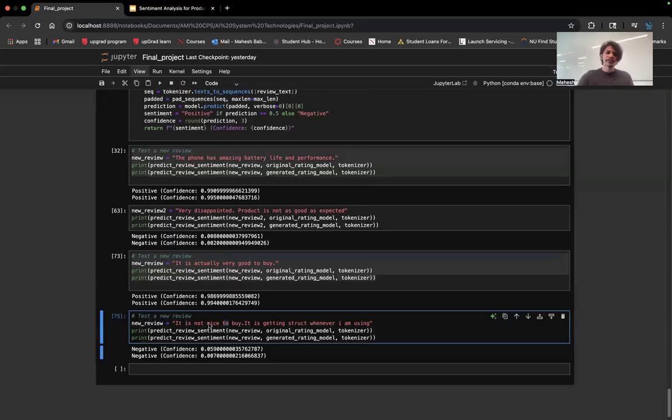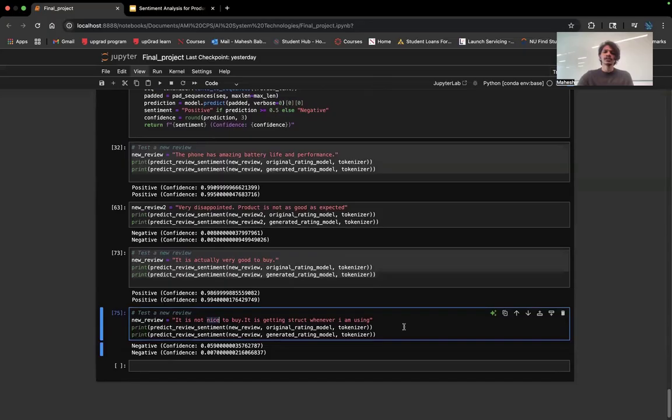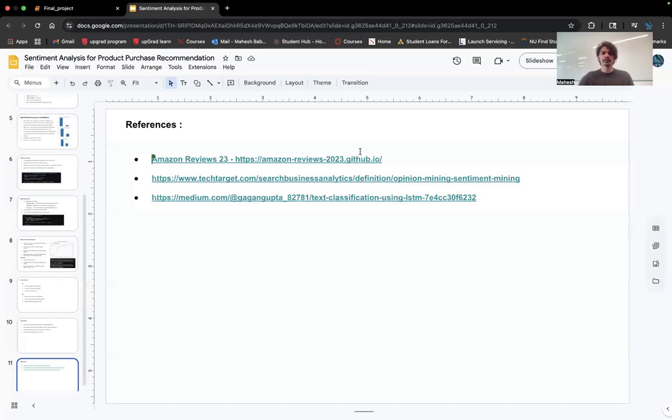Okay. Here I've given "it is not nice to buy, it is getting stuck whenever I'm using it." So it is giving it as a negative. So that's how the model is built. This can be further extended to the memories which I explained. So these are my references. Thank you.